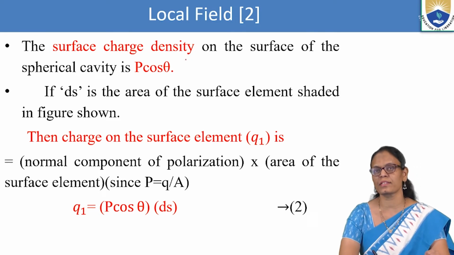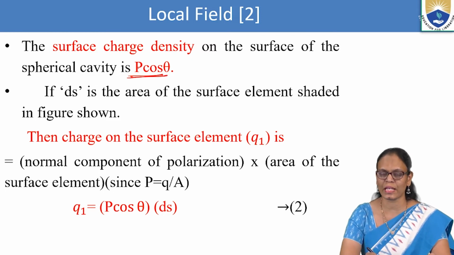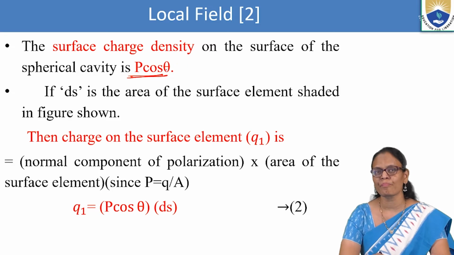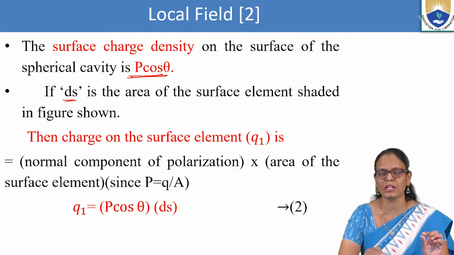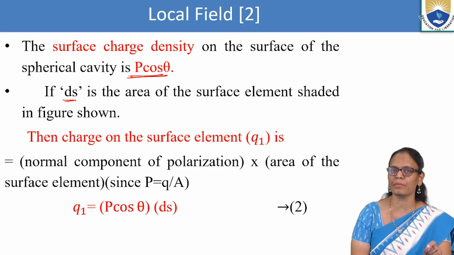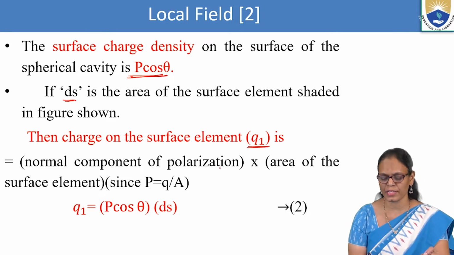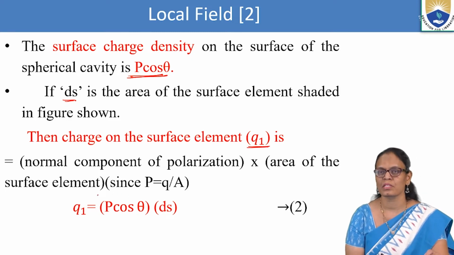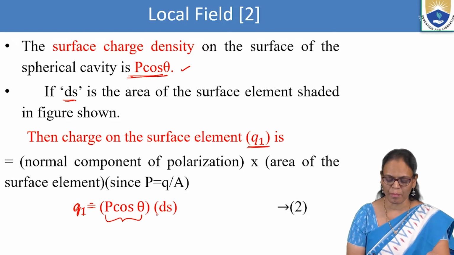Now let us find out what E4 is equal to. The surface charge density on the surface of the spherical cavity is P cos theta. If ds is the area of the small surface element we have considered, then the charge on the small element, Q1, will be the normal component of the polarization multiplied by the area of the surface element. So Q1 is equal to P cos theta, the surface charge density, multiplied by ds, the small element under consideration.